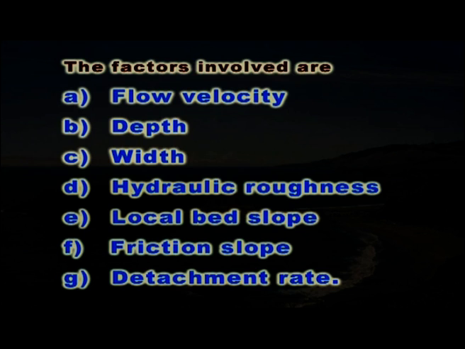The factors involved here are the flow velocity, depth, width, hydraulic roughness, local bed slope, friction slope and detachment rate. All of these vary with reference to time and space on the rill's evolutionary process. Superimposed on these interactive processes, the sediment load or the amount of sediment in the flow has a large influence on soil detachment rates in the rills. As sediment load increases, the ability of the flowing water to detach more sediment decreases.